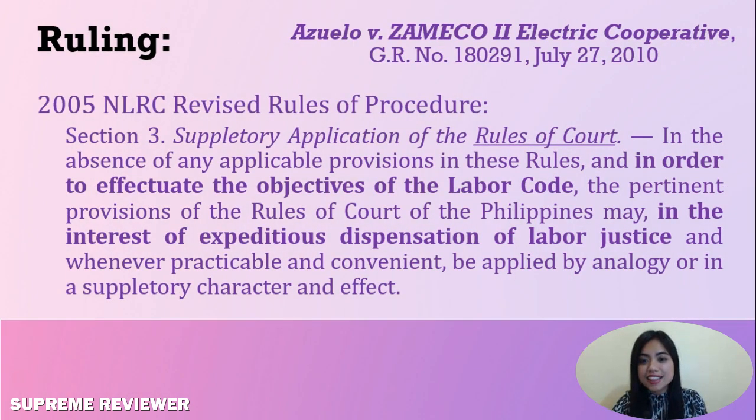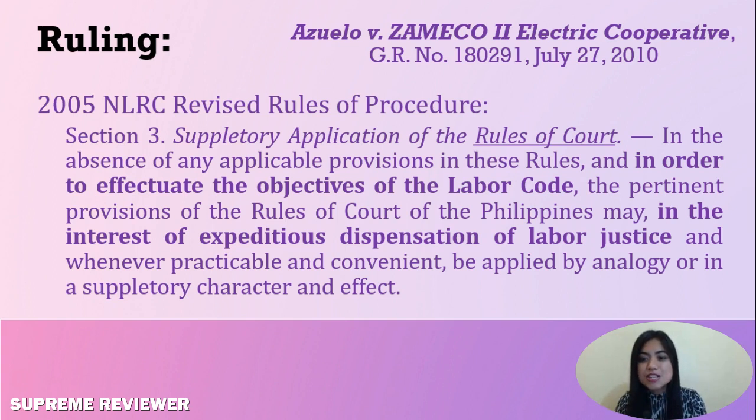The Supreme Court held that the 2005 Revised Rules of Procedure of the NLRC, which was the applicable rules then, is silent as to the nature of the dismissal of a complaint on the ground of unreasonable failure to submit a position paper by the complainant. Nevertheless, the 2005 Revised Rules, particularly Section 3, Rule 1 thereof, provides for the suppletory application of the rules of court to arbitration proceedings before the labor arbiters and the NLRC in the absence of any applicable provision therein.